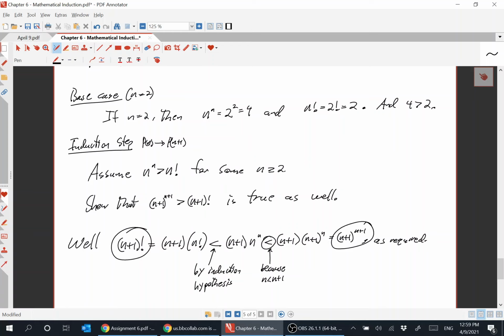Induction's kind of nice. Yeah, it's very nice. I mean, it's an important tool in lots of areas. In some areas, it isn't. In many areas, it's not.